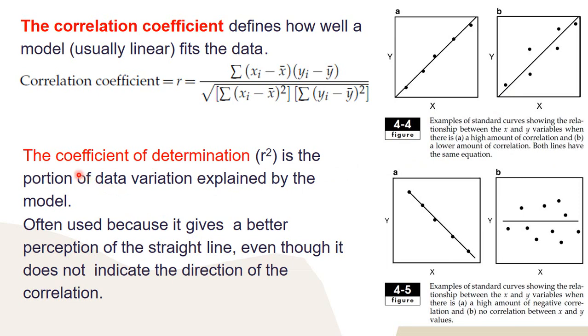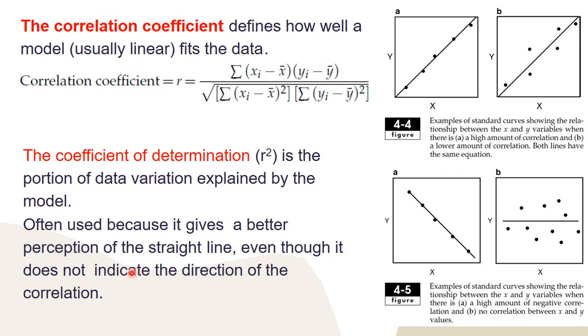But usually we will use the coefficient of determination, which is R squared. This is the portion of data variation explained by the model, by the equation. So for example, if you have R squared equals 0.99, this means that 99% of the data variation can be explained by the equation. So the higher the value of R squared, the better the model. This coefficient of determination is often used because it gives a better perception of the straight line. It tells us directly the percentage of data variation explained by the model.